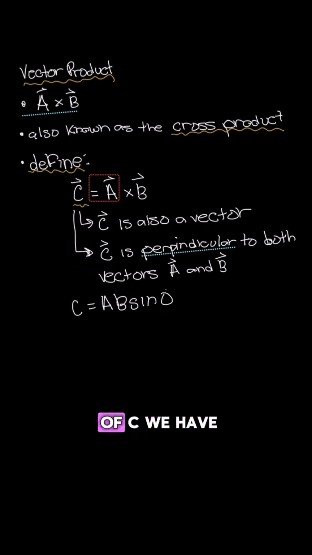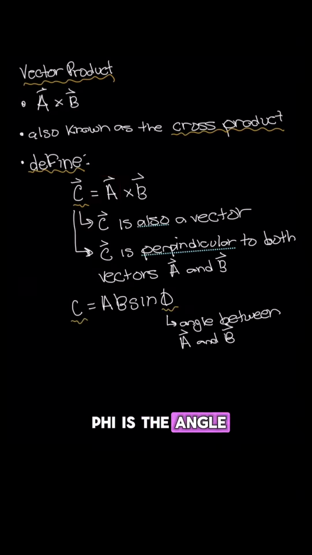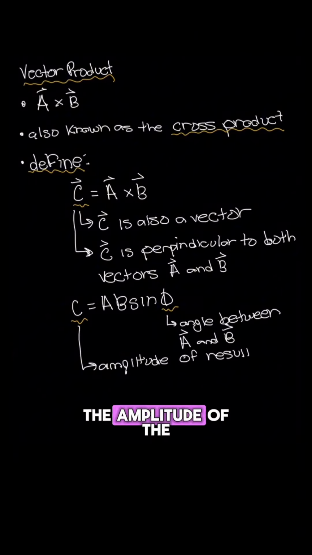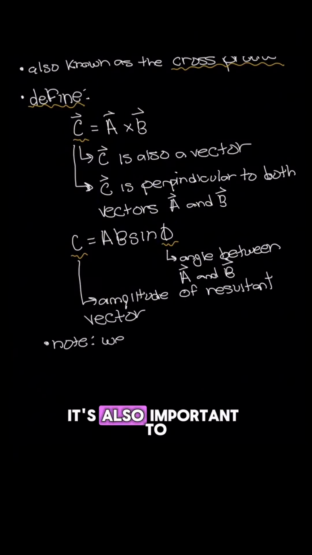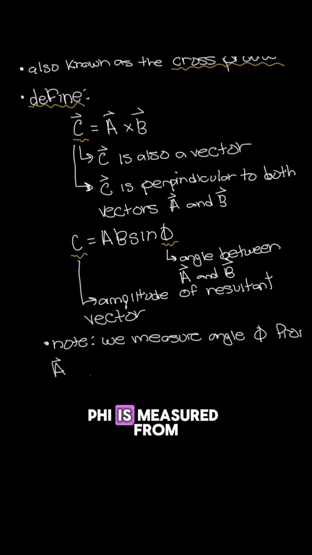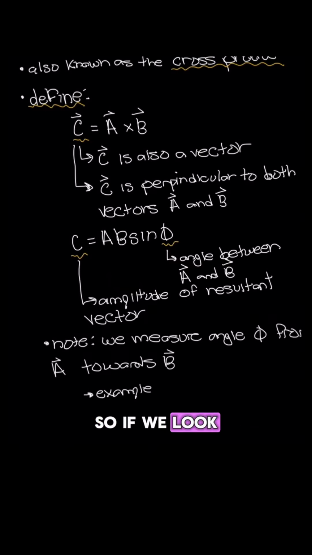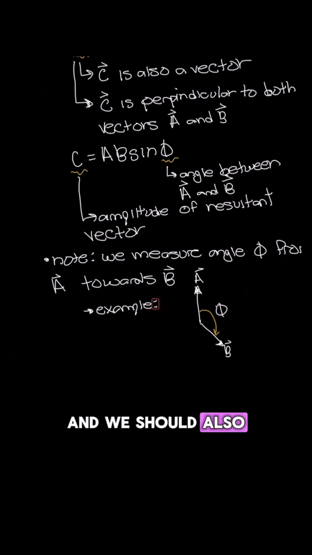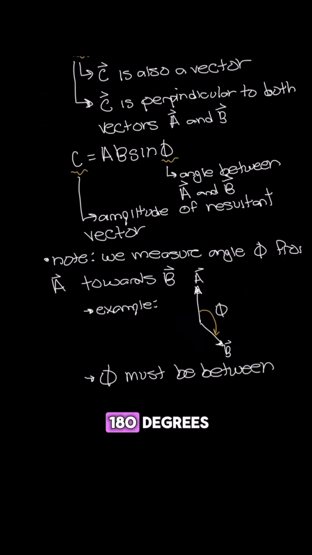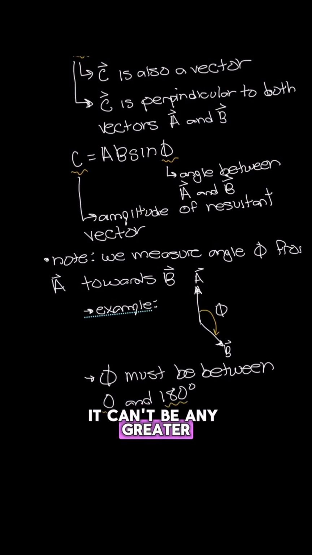To find the amplitude of c, we have this equation here, c equals ab sine phi. Note that phi is the angle between a and b, and c is simply the amplitude of the resultant vector. So it does not include the direction of c. It's also important to note that the angle phi is measured from a towards b. So if we look at this example here of a and b, phi goes from a to b. And we should also note that phi must be between 0 and 180 degrees. It can't be any greater.